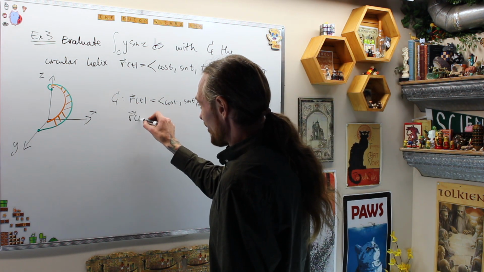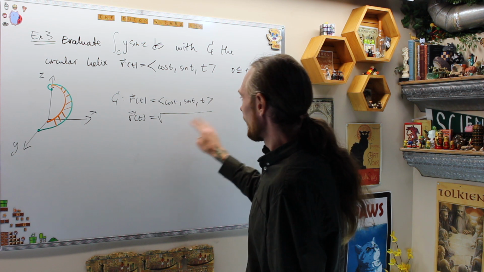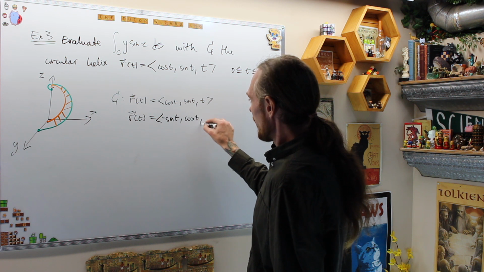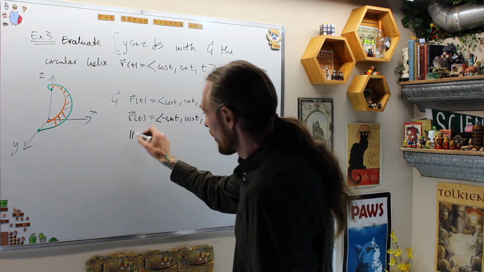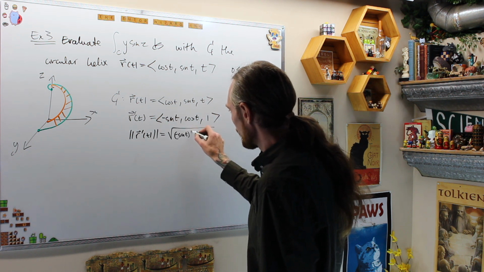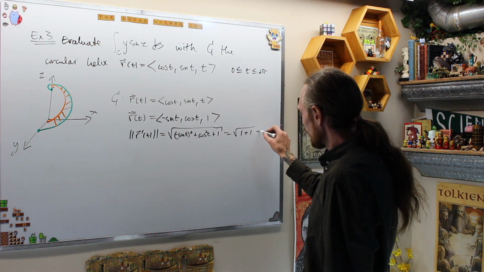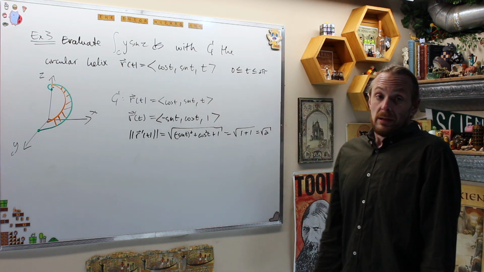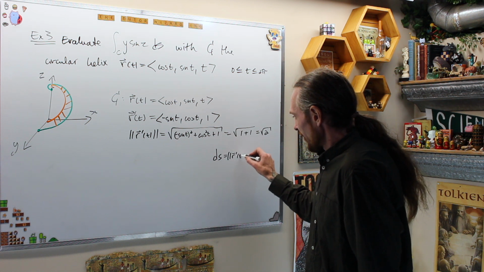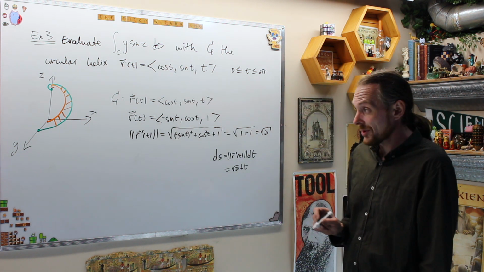What is the norm of the derivative? It's a scalar. Nicely. This is the square root of, well, first of all, what is the derivative? It is negative sine t, cos t, 1. So the norm of r prime of t is going to equal the square root of negative sine t squared plus cos t squared plus 1, which is the square root of 1 plus 1, which is the square root of 2. That's good. What that says is ds is the norm of r prime of t times dt, which is root 2 dt. So it didn't add any complications to our line integral.